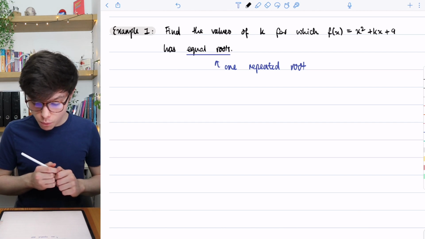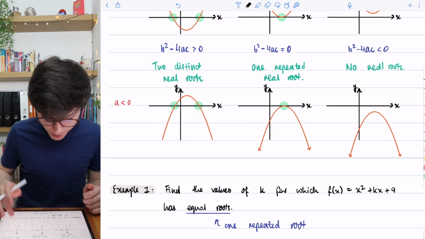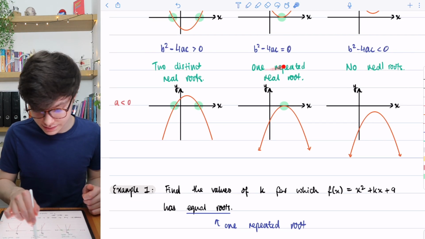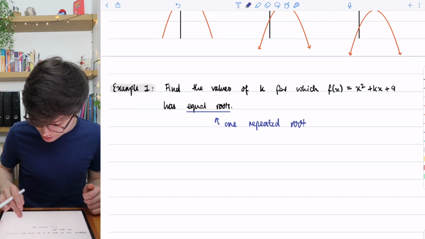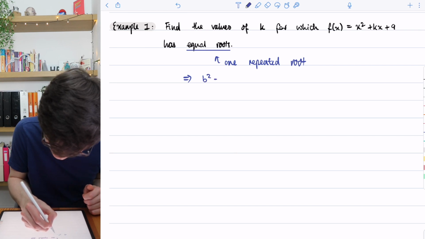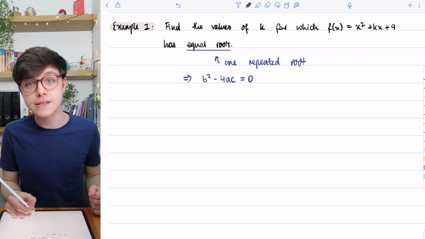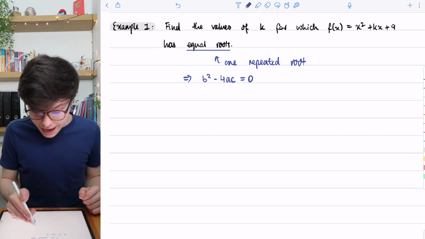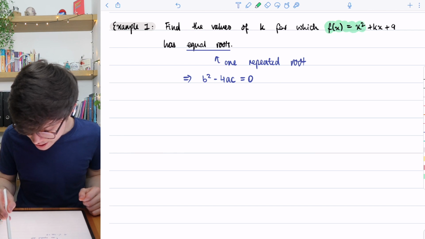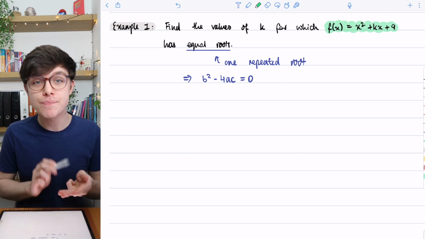So what we need to think is, well, we know we've got one repeated root, so let's go back up here. One repeated root means that the discriminant is equal to 0. That implies that b squared minus 4ac is going to be equal to 0. Now, this is our quadratic here. That's our quadratic. So we know what a, b and c are.